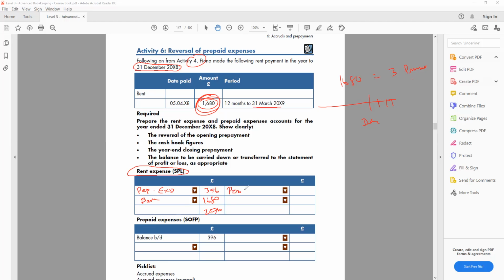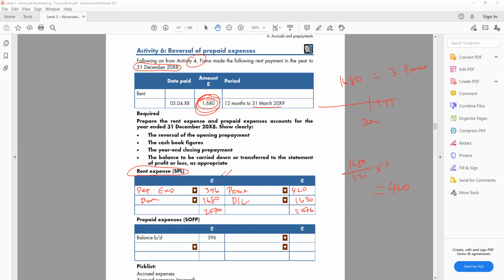So I'm going to say prepayment, how much is that? 1680 divided by 12 times 3, that is 420. So 420 is our prepayment. So how much are we actually going to charge to the profit and loss account? It's 2076 minus 420. So on the P&L account, we're going to charge 1656. This is the money we're going to charge to the profit and loss account.